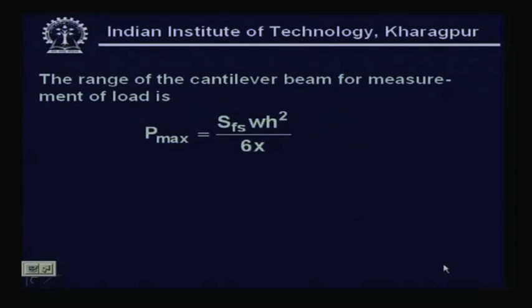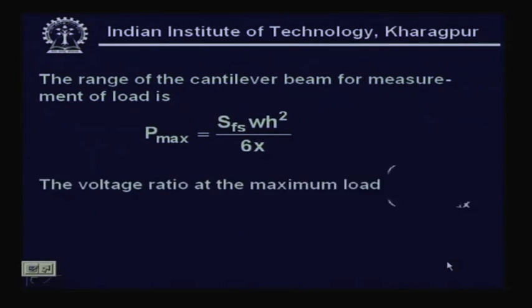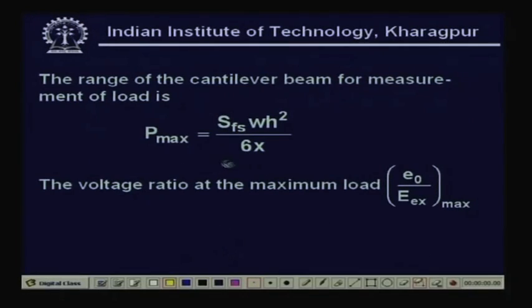The range of the cantilever beam for measurement of load is P max equal to SFS WH square by 6x, and this is the range. So, obviously, it depends on the fatigue factor and the voltage ratio at the maximum. You can see that it depends on so many other points like fatigue factors, and on W, H and 6.